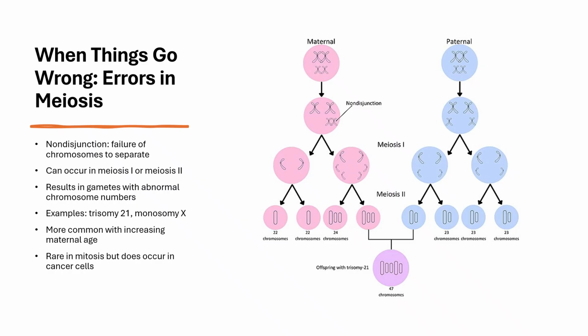Nondisjunction becomes more likely with increasing maternal age due to accumulated cellular stress on oocytes. While chromosome segregation errors can also occur in mitosis, they are far less common and usually associated with abnormal cell growth.